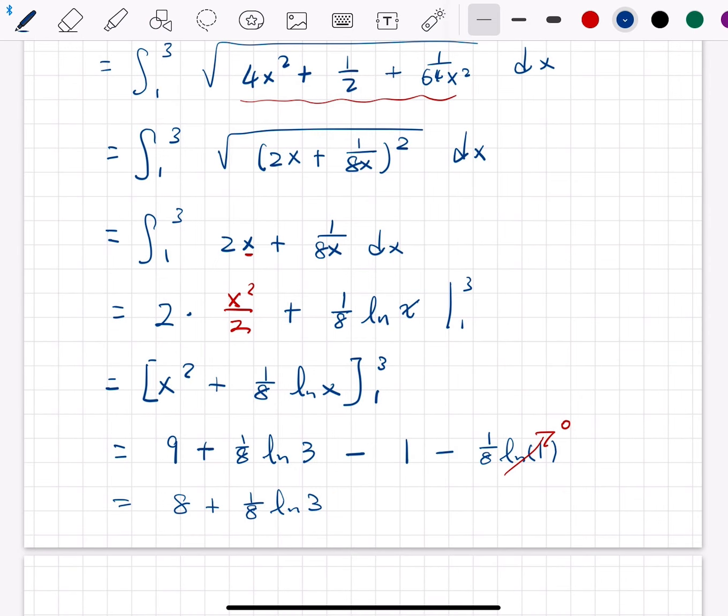If you want to use the calculator in decimal form, that's going to approximate as 8.1373. But again, this is the easier way to communicate.